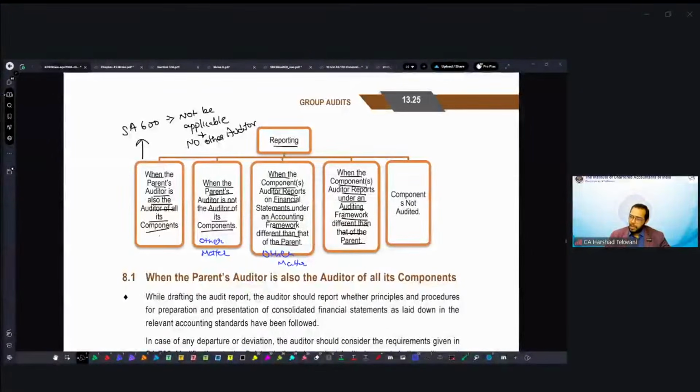Other matter paragraph will come. Yes, other matter paragraph will come. I totally agree. But apart from that, what you will do? Apart from other matter, what you will do? Simple. You need to coordinate.